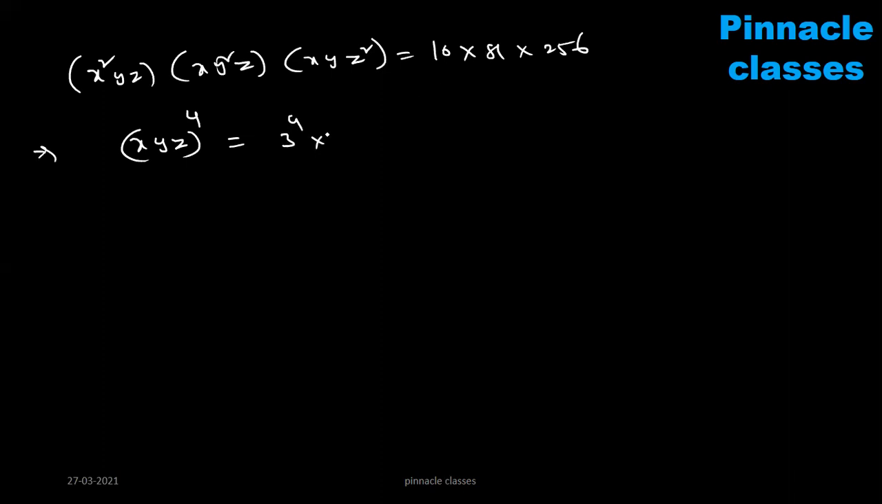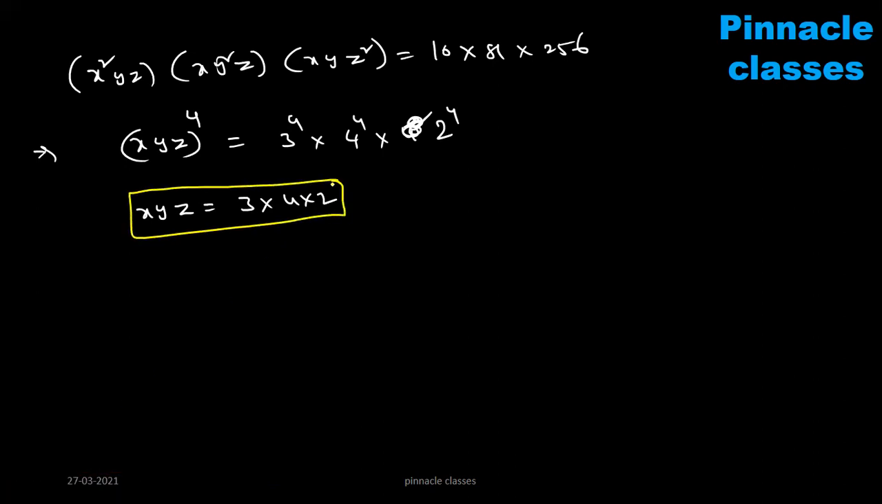Yes, sir. 81 is 3 power 4. This is 4 power 4. This is 4 square. Say, careful, once again check it. 256 means 4 power 4. 16 means how to write? 2 power 4. So xyz is how much? X power 4 is equal to 2 power 4, means what is the value of x? Yes, sir. 2. Got it. 1 by 4.